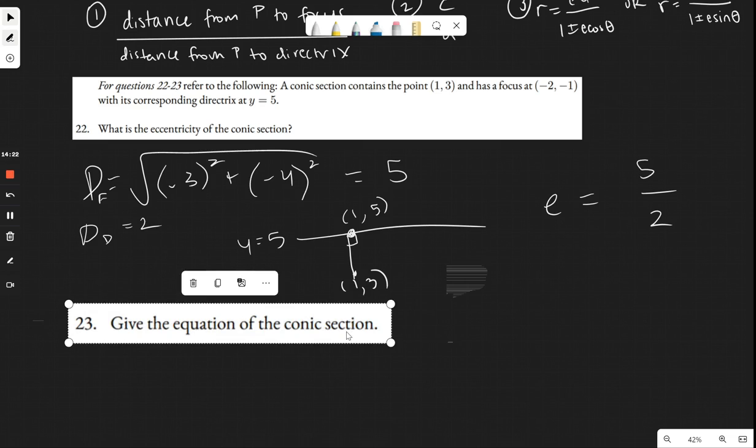Like, okay, I will stop talking and just explain. So we know that the distance from any point on this conic section to the focus, the ratio of that to the distance from that same point to the directrix, is going to be 5/2.